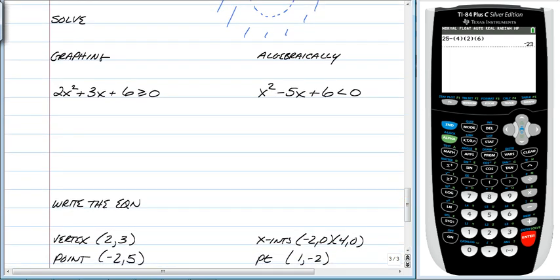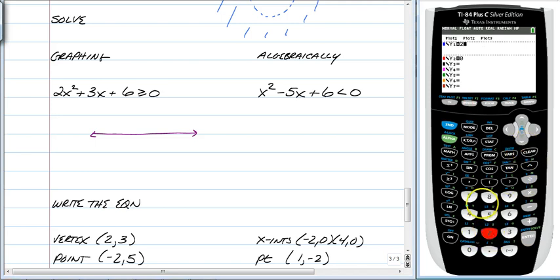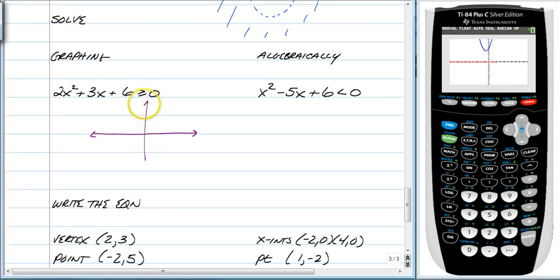To solve by graphing. So this one, you are going to obviously need your graphing calculator. So we're going to go to y equals again. Clear this guy out. 2x squared plus 3x plus 6. And graph it. Check that out. It does not even make it.